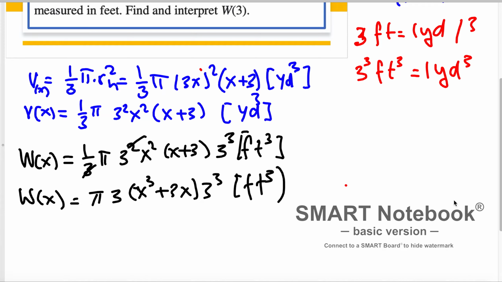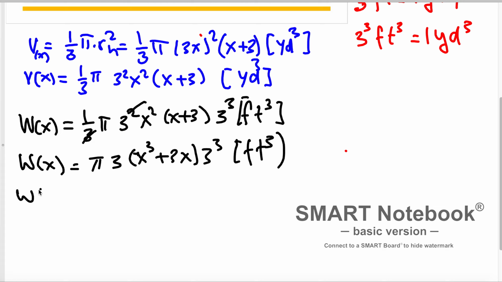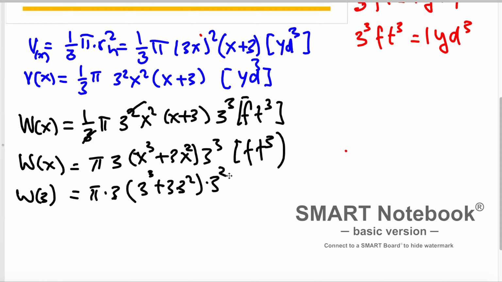And now the problem says to find and interpret w of 3. So now instead of x we are writing 3. And what do we have here? Pi times 3 squared, because I'm multiplying by x squared. So what do we have inside? 3 cubed plus 3 times 3 squared times 3 cubed, and everything is in cubic feet. So w of 3, let me simplify a little bit.